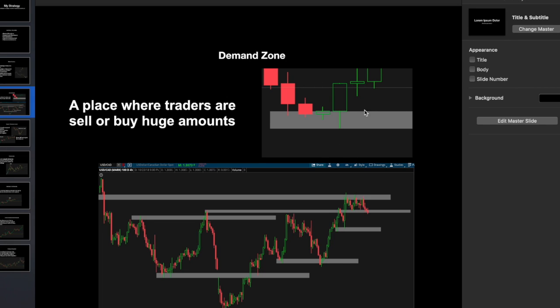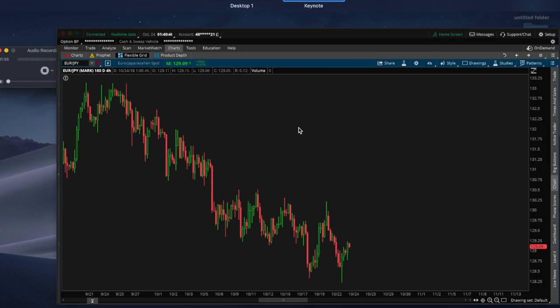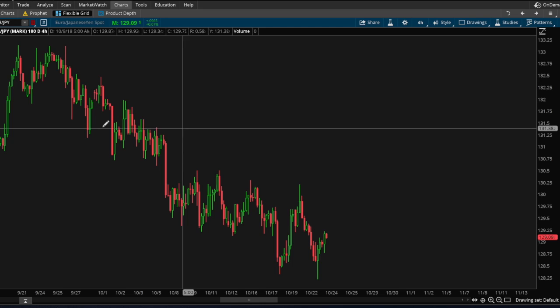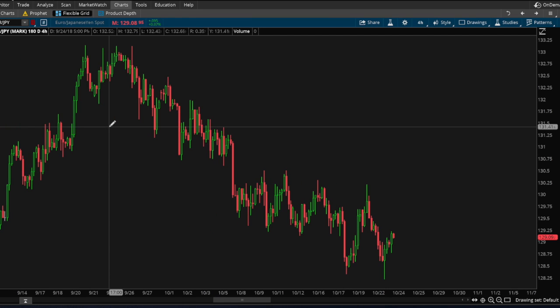The way I draw a demand zone is I find a large wick, a large pivot point. I establish it from the beginning of the candle to the end of the wick, and that's the wick. Then I just go ahead and draw a gray box. You can also draw levels, level lines and whatnot. So let's go to the chart and establish some demand zones.